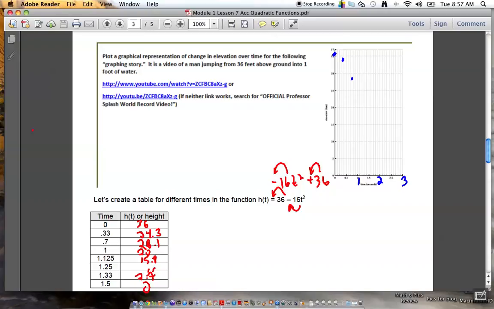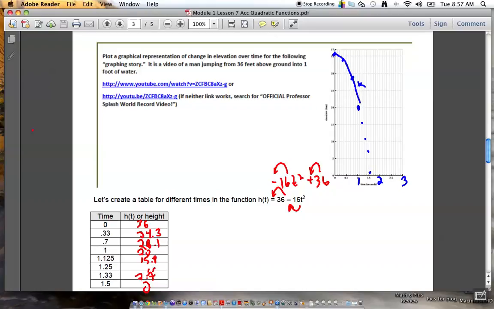It's a little difficult, but work with me. I know what I'm doing here. Oh, I'm sorry. This is 20 feet, so it's right here. And then next up, 1.125 at 15.9, which is right about here. And the next one is 1.25 at 11. And then it's 1.33 at 7.7, which is here. And then 1.5 is 0.